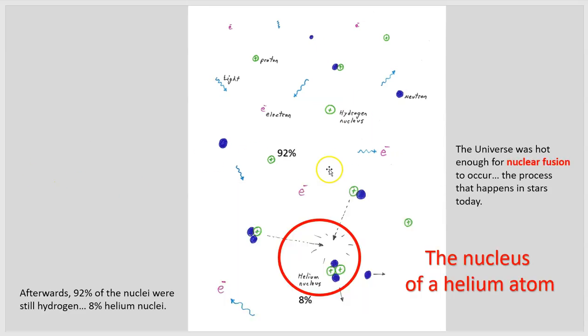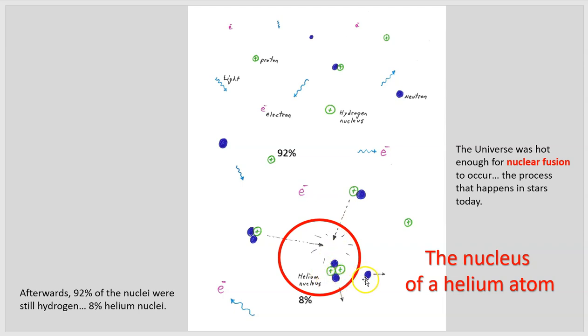Now, what's the significance of that? Well, down here in this part of the diagram, we're showing an important event that was occurring. Here we have a proton and a neutron, and a proton and two neutrons smashing together, and the result is this bit down here, which is the nucleus of a helium atom, and then one of the neutrons flies off here. So in a sense, hydrogen is being smashed together to form a helium nucleus. And this is what we call nuclear fusion. So the universe was hot enough for nuclear fusion to occur, and this is the process that happens in stars today. The way we describe this is that hydrogen nuclei are fusing to form a helium nucleus.